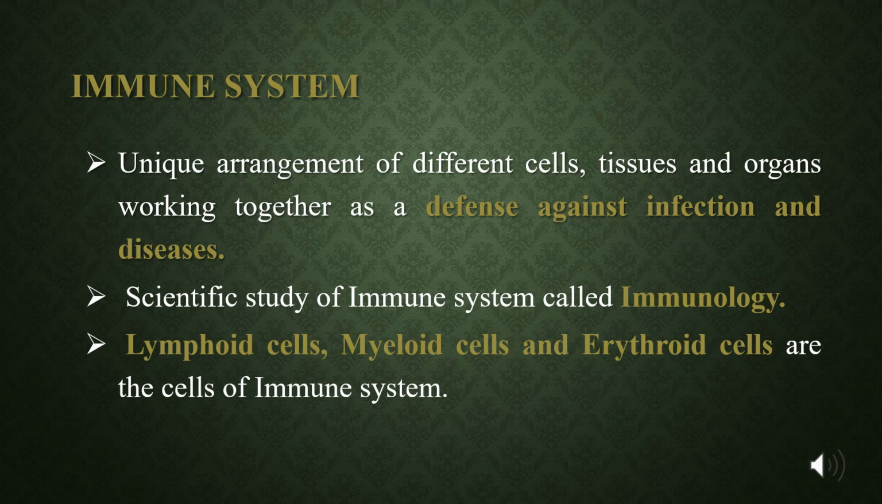What is immune system? It's a unique arrangement of different cells, tissues and organs working together as a defense against infection and diseases. The scientific study of immune system is called immunology. Lymphoid cells, myeloid cells and erythroid cells are the cells of immune system.